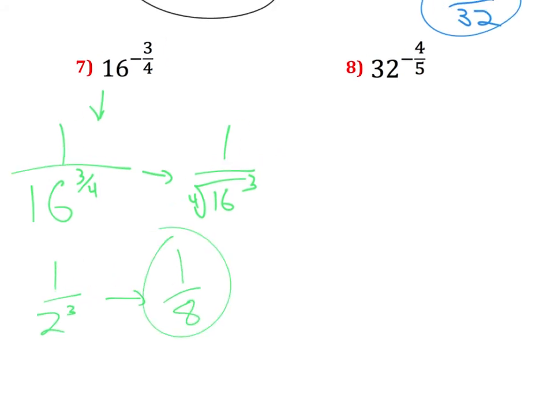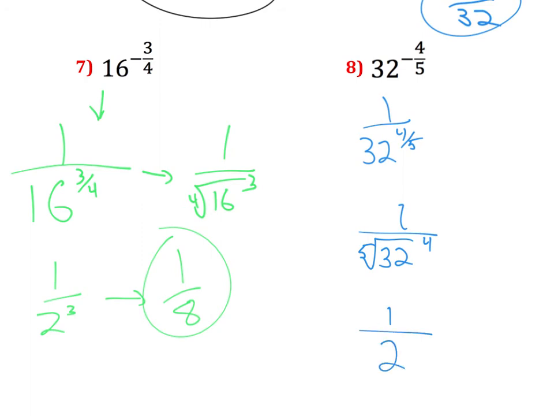Last one, kind of similar. 32 to the negative 4/5, so it'd be 1 over 32 to the positive 4/5, which is 1 over the fifth root of 32 to the fourth power, which is 1 over 2 to the fourth power, because the fifth root of 32 would be 2. And 2 to the fourth is 16, so 1/16 is our answer there.